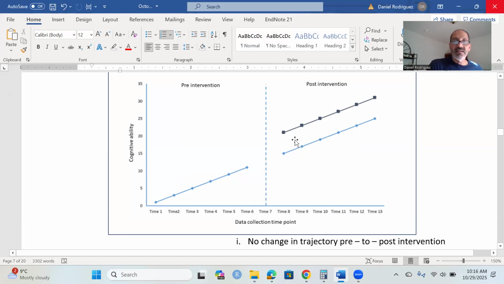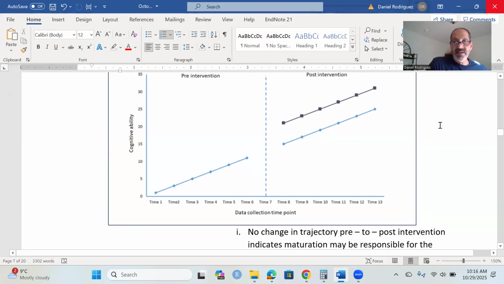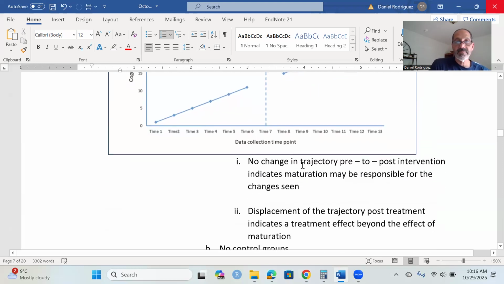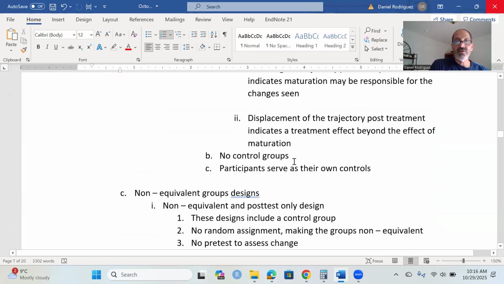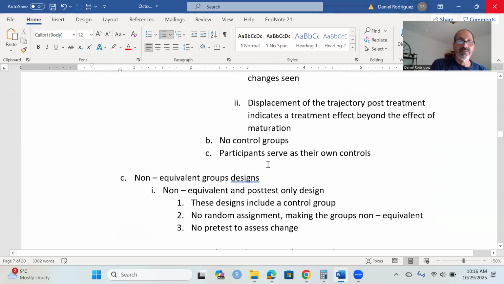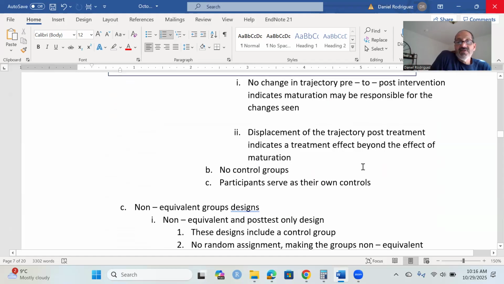However, if we see a displacement of the line, right? The slope is the same, but there's a displacement of the line. I think I said that wrong before. Slope is the same, but you have a displacement of the line. Then we can say, okay, the treatment actually has an effect above and beyond maturation, because it looks like maturation would continue to have an effect anyway. That's an interesting one. A drawback is you have no control groups. A positive is the participants serve as their own controls. Because again, you're the same person, so you're going to change in some ways, but you're not going to change everything about you.